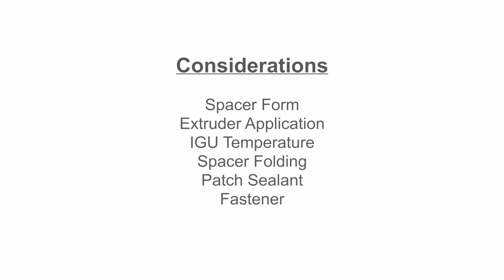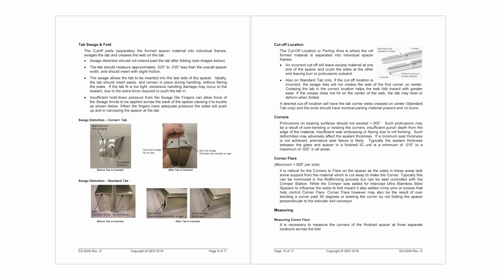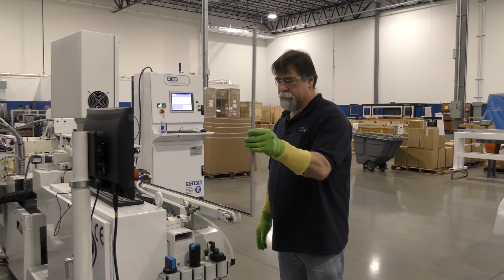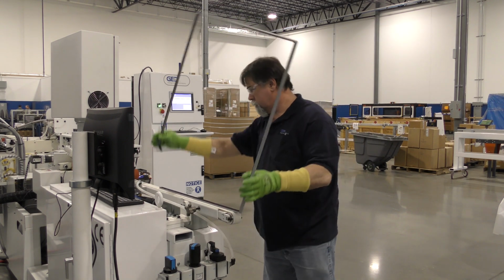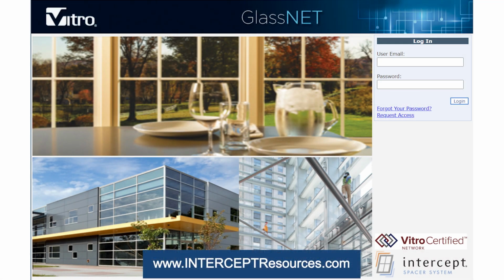Before getting started, there are a number of considerations to be aware of. The formed and folded Intercept spacer must be manufactured to the standard set by GED document ES0008, Intercept Frame Machine Finished Spacer Quality Specifications. Particular attention should be paid to the tab swedge and cutoff locations detailed within this document. See the video on intercept spacer folding techniques for folding and handling suggestions and demonstration. In addition, you may view the Vitro Intercept Spacer System Quality Assurance Manual on their website.